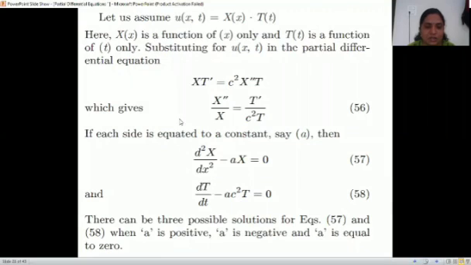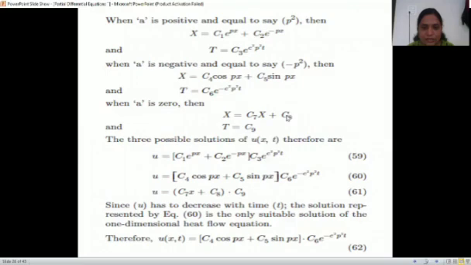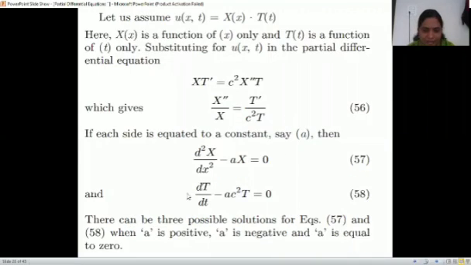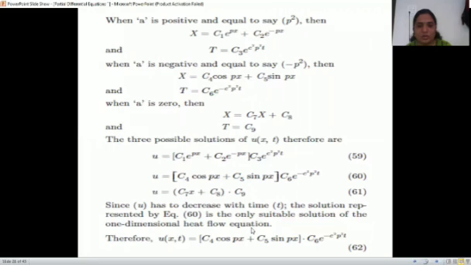And if a is 0 directly, so D square will be 0, that is D is 0, 0, that is c1 plus c2 x times e raised to 0, that is 1. We are using the next constants, that is c7 x plus c8. And if it is 0, dT is equal to 0, that is T is equal to some constant only, so c9. So these are all the possible solutions depending on the values of a.